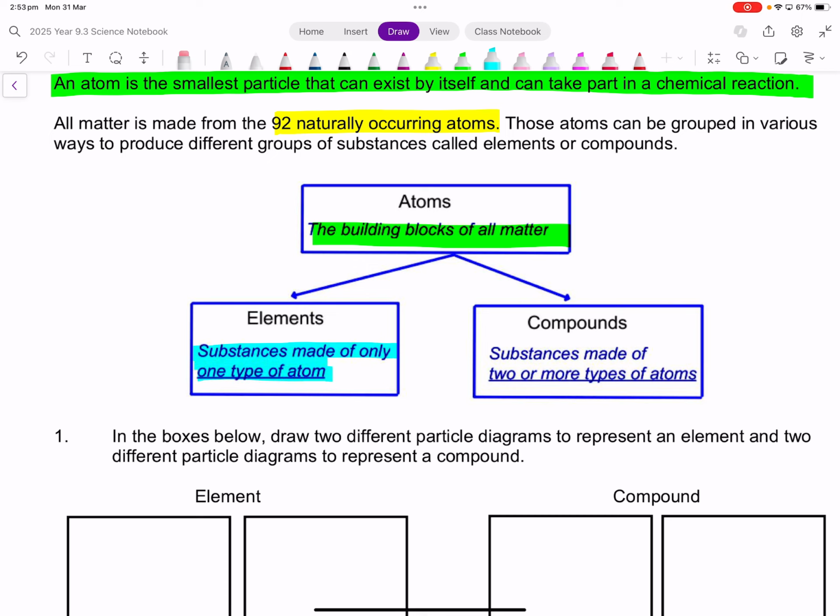Now, if I'm you, I am highlighting or underlining in my definition, because you can fill this in on booklet page 4, there is a spot there for element. You want to underline that part, one type of atom. So an atom is the building block of all matter. An element is a substance that is only made up of one type of atom. A compound, on the other hand, again, let me pick pink for this definition of compound. A compound is a substance made up of 2 or more types of atom.